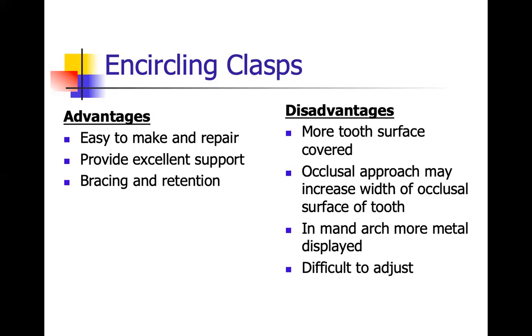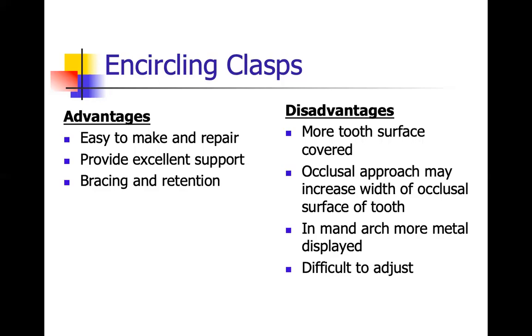The circumferential clasp is usually the most logical clasp to use with all tooth-supported partial dentures because it is easy to make and repair. It provides excellent support and has retentive and stabilizing ability.